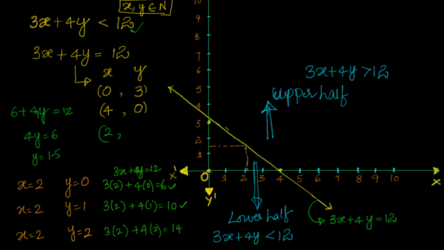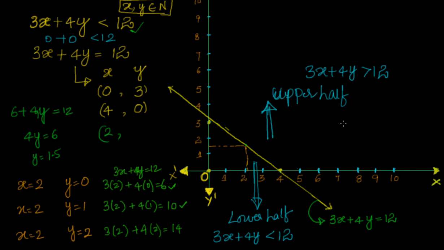Always the best thing is to substitute 0, 0 in that. Like 3x plus 4y less than 12, 0 plus 0, 0 is less than 12. That means origin is satisfying this particular inequality, is a solution of this inequality. That means the lower half gives 3x plus 4y less than 12, and the upper half gives 3x plus 4y greater than 12. So what will be the steps we follow?